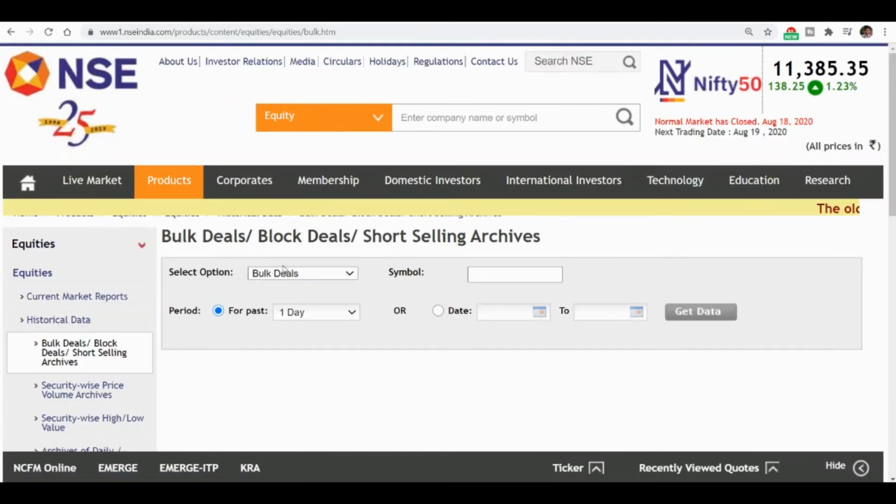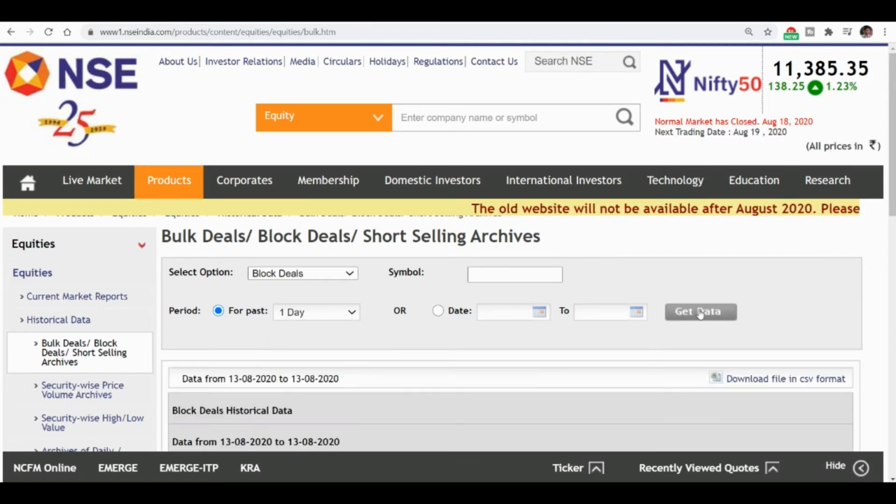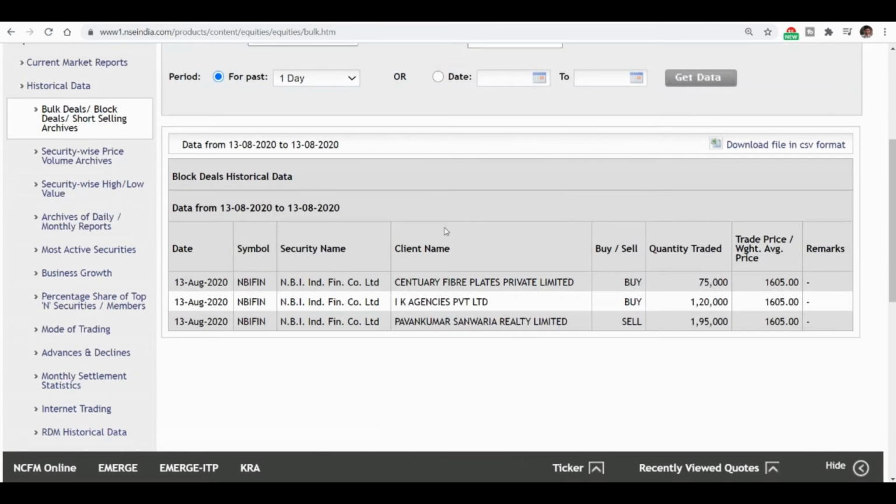I am zooming out. Here you can choose block deal, and we'll see for the last one day. So it's showing some data. We have NBI Financials as the security name. The client who executed this block deal is Century Fiber. The quantity traded is 75,000, and the average price is 1,605. So this is the block deal execution. It happened on 13th August, and one person sold and two people actually bought it at different prices.